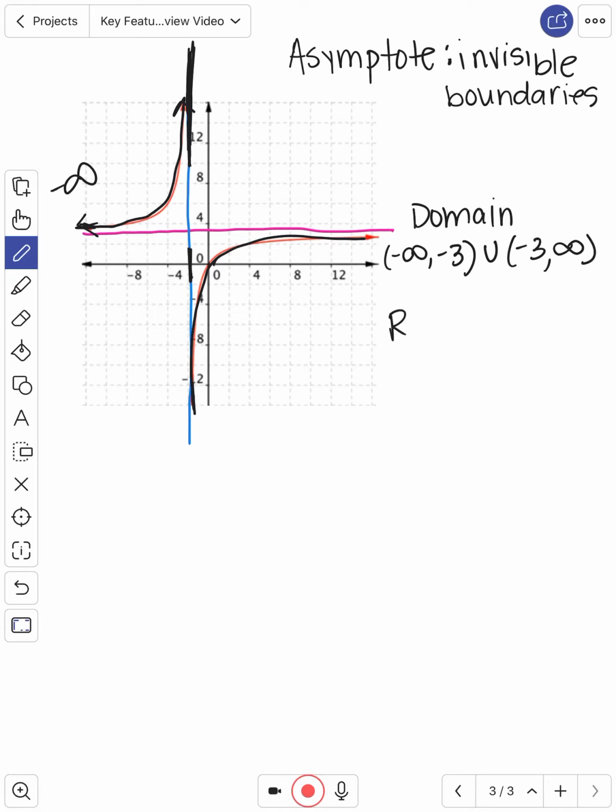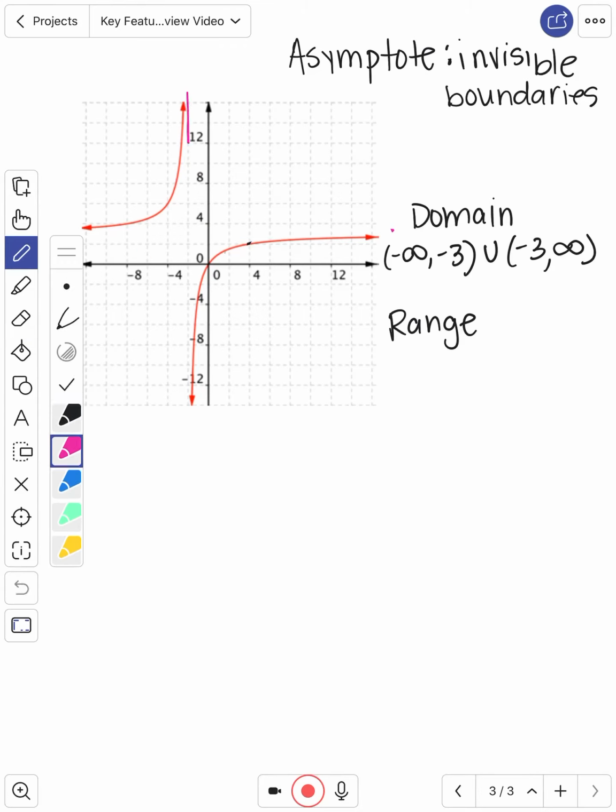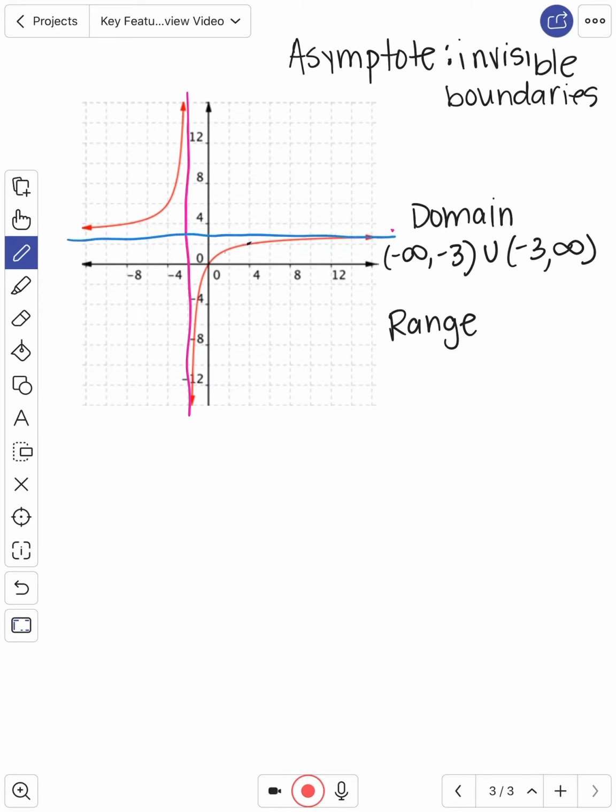Now, the range. Let me clean this off a little bit and make it easier to see as we're talking. We did have this vertical boundary here, and we had this horizontal boundary here. Same thing with the range here. We're going to think about it the same way.